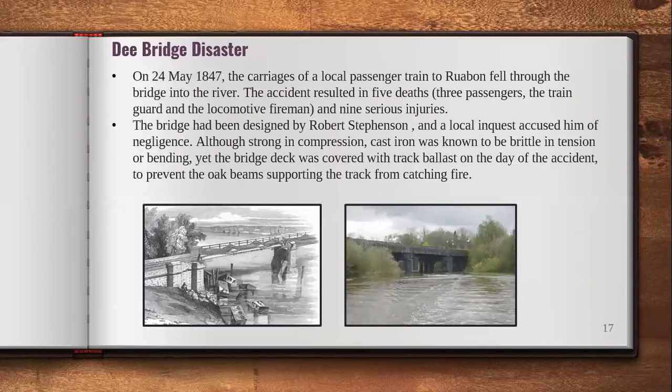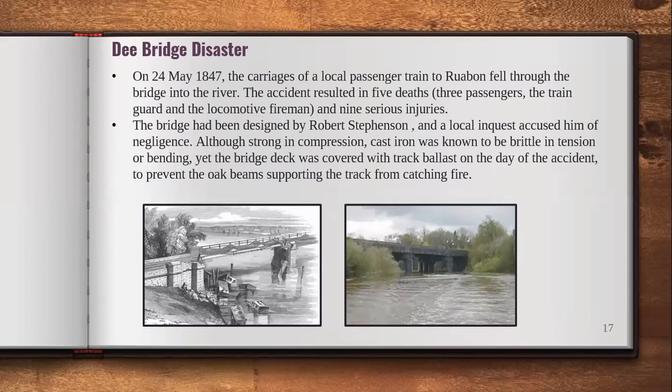So next one would be the D Bridge disaster. On 24 May 1847, the carriages of a local passenger train to Ruabon fell through the bridge into the river. So the accident resulted in 5 deaths, 3 passengers, the train guard, and the locomotive fireman, and 9 serious injuries. So the bridge had been designed by Robert Stephenson, and the local inquest accused him of negligence.